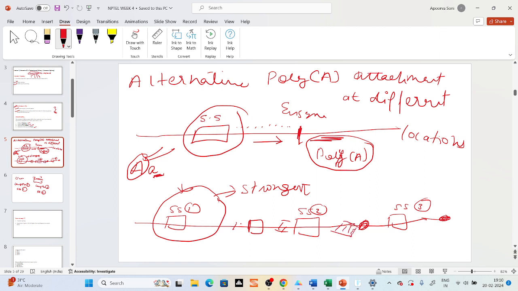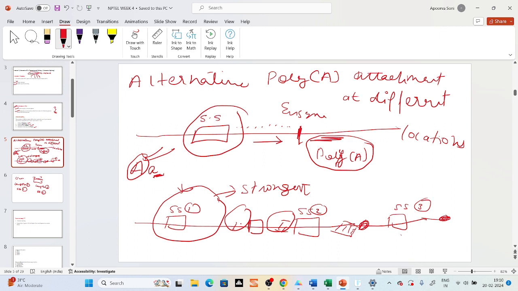Now if I have used this splice site, that means I have exon 1 and 2. If I have used this polyadenylation site, then I have all of 1, 2 and 3. If I have used just this one, this site, then I have only one. So depending on which poly A site you have used, your splicing will also be affected.